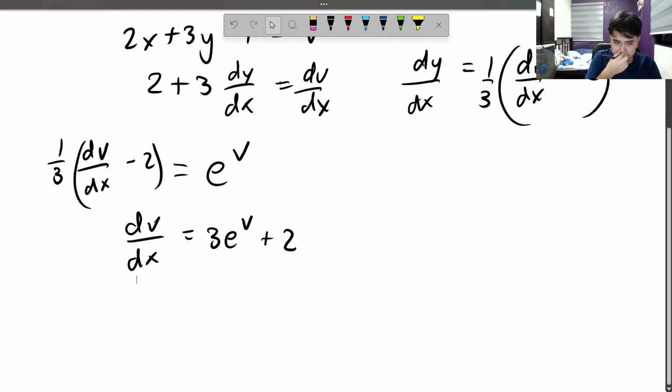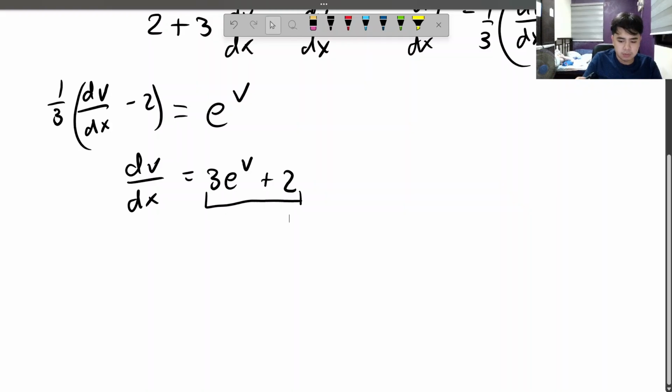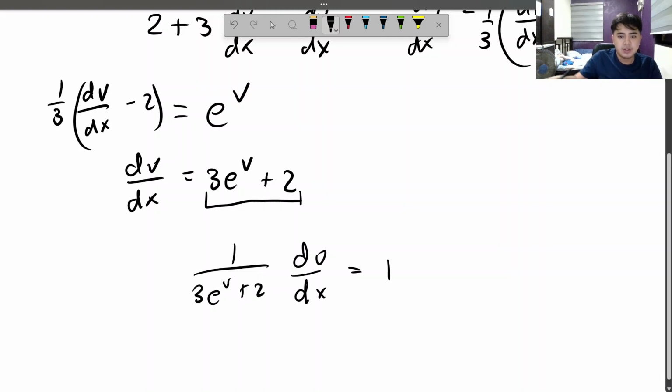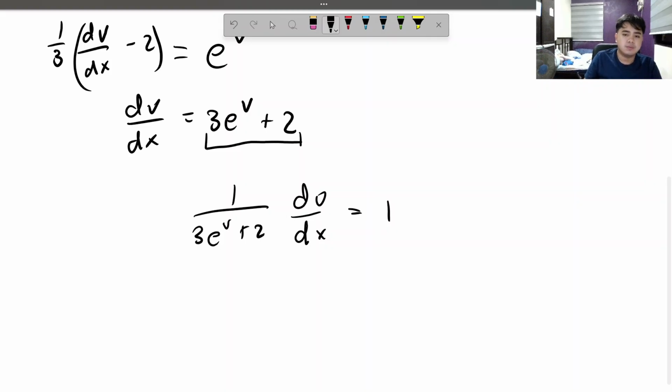Now, we can divide this on both sides, because this is already separable. So, 1 over 3 e to the v plus 2, dv over dx equals 1. All right.